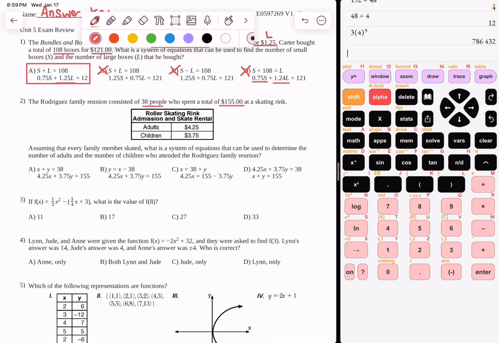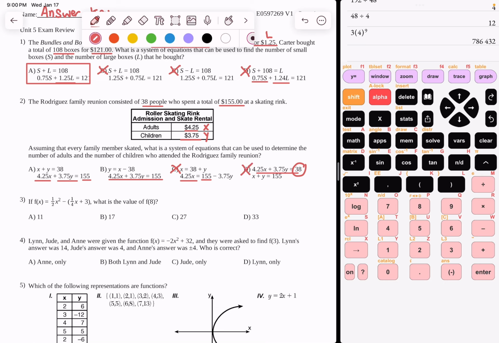A and C, but I'm thinking here they used X and Y because that's what I see written down, X's and Y's. So I know that the money is 4.25, 3.75, and 155. So I need an equation that's talking about how the price of adults, 4.25, plus the price of children's, 3.75, equals 155. So it could be A, it could be B. C doesn't make sense because C is saying that the 4.25 adults equals the price of 155 minus the children. That doesn't make sense. And D doesn't make sense because we wouldn't set it equal to 38 because 38 is just the amount of people. We need to keep money together.